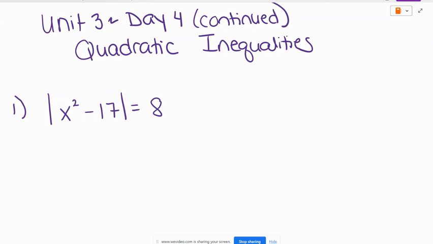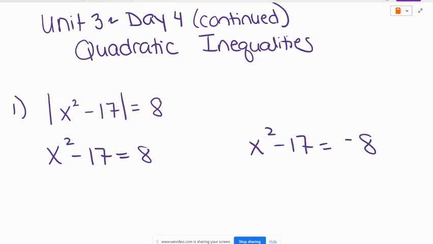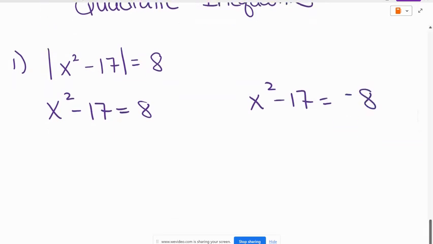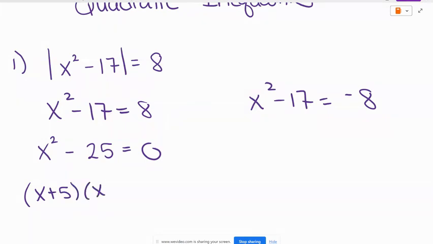So how do we represent that? We represent that as x squared minus 17 equals 8. And also x squared minus 17 equals negative 8. And then we factor. So I'm going to bring that 8 over. So we are going to have x squared minus 25 equals 0. So we're x plus 5, x minus 5 equals 0. So x will equal plus or minus 5.